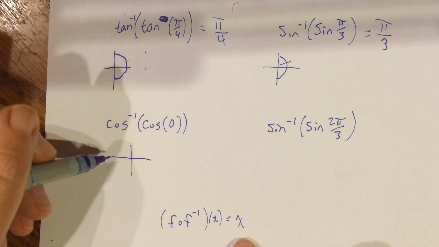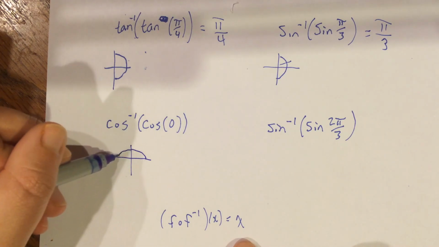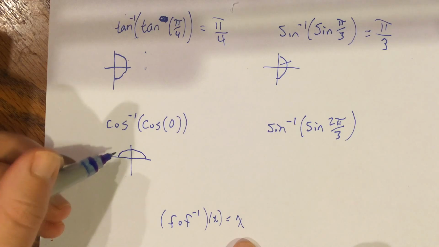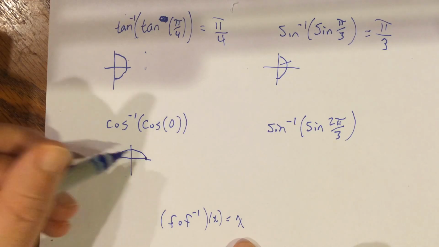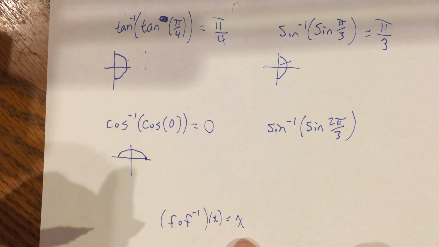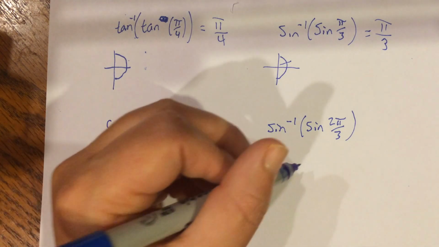Cosine inverse of cosine 0. Cosine inverse is that range. So yeah, cosine 0 lies in that range, so this would just be 0. Let's look at this one.